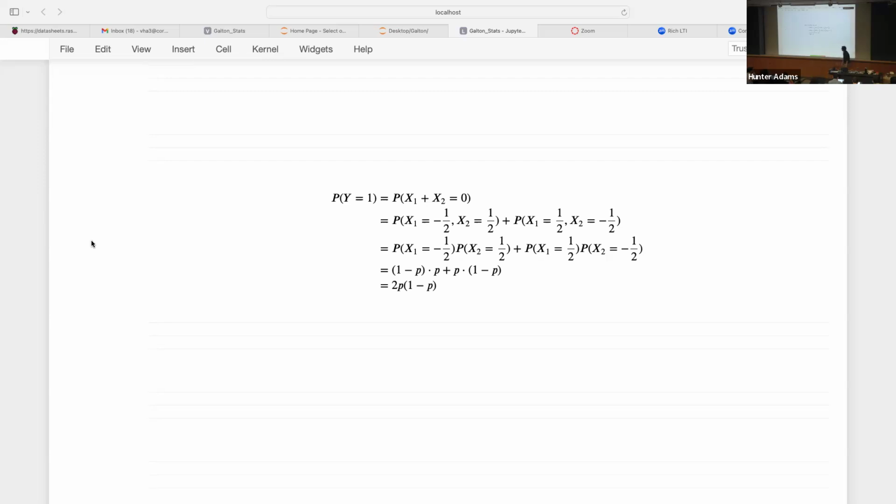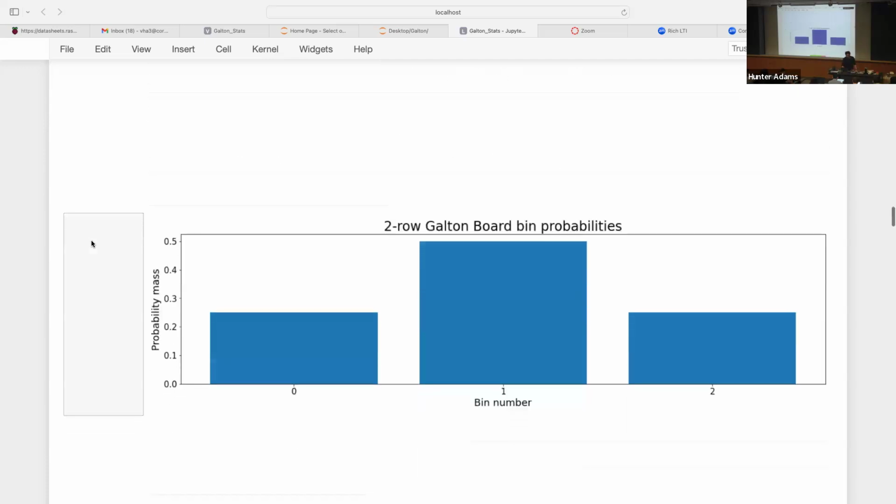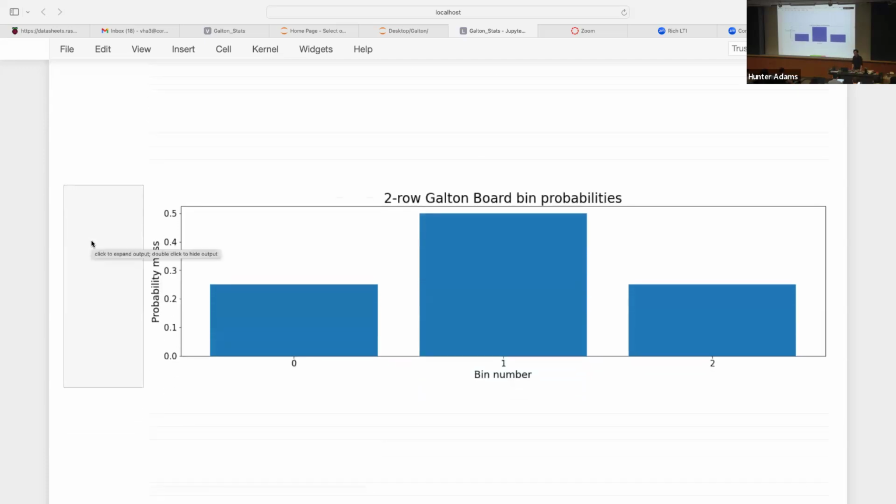In the event that p is 1/2, that would be 2 times 1/2, which is 1, times 1 minus p, 1/2, so that would be 1/2. So we end up with 0.25, 0.5, and perhaps predictably, the probability of landing in bin 2, the other side, is the same as landing in bin 0, right? We end up with p squared here. And so if you were to plot this, you end up with the following, right? It's a simple distribution, but we're building our way up.